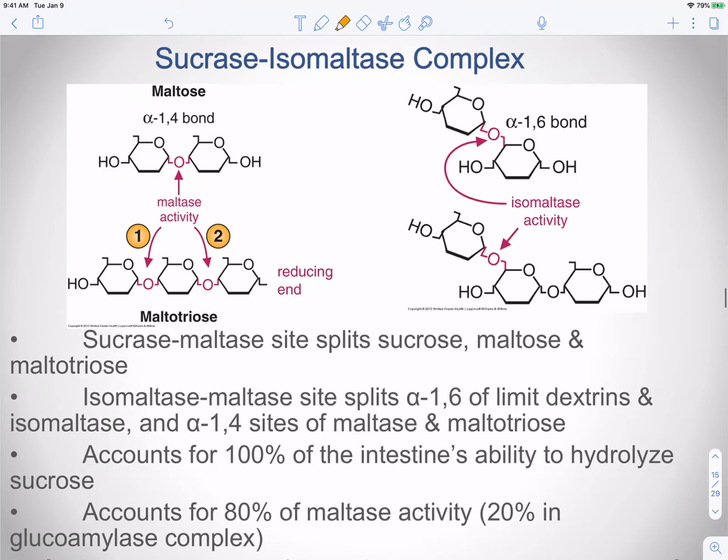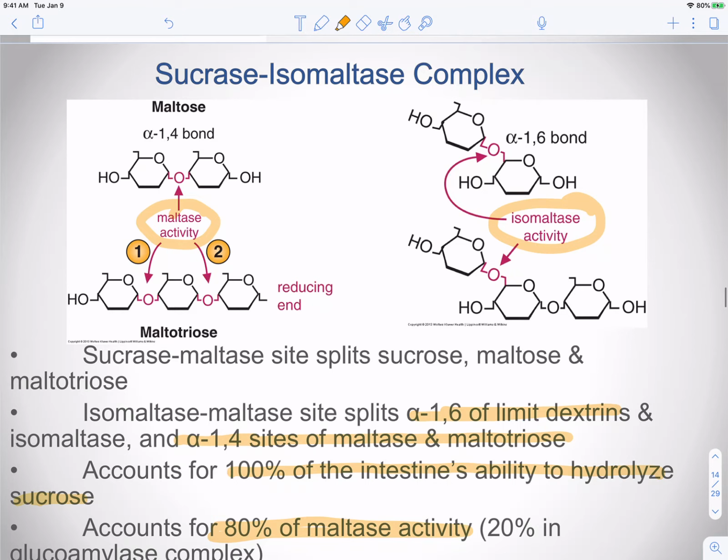The Sucrase-Isomaltase complex is going to have maltase activity as well as isomaltase activity. It's going to be able to split all the sucrose, maltose, and maltotriose molecules. It's going to split the alpha-1,4 of limit dextrins and of isomaltose. It also has alpha-1,4 sites of maltose and maltotriose. This guy accounts for 100% of your ability to hydrolyze sucrose and 80% of the maltase activity. The other activity for maltase is in the glucoamylase complex.